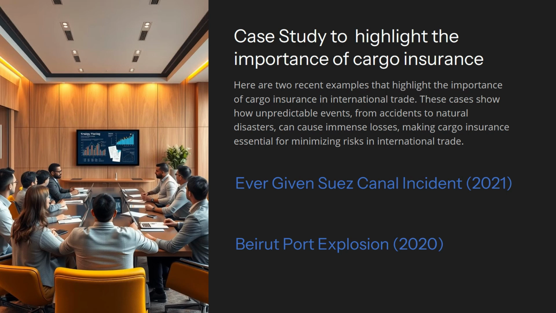Before that, there was the Beirut Port Explosion in 2020. A massive explosion destroyed thousands of tons of cargo stored at the port. Many businesses lost entire shipments of goods, from food supplies to construction materials. Companies that had cargo insurance were able to recover their losses through claims, which helped them rebuild and keep operating. On the other hand, those without insurance faced major financial struggles and significant disruptions to their supply chains.